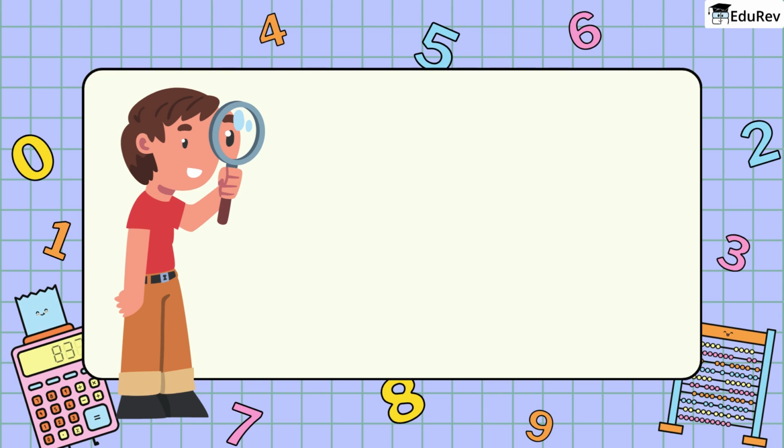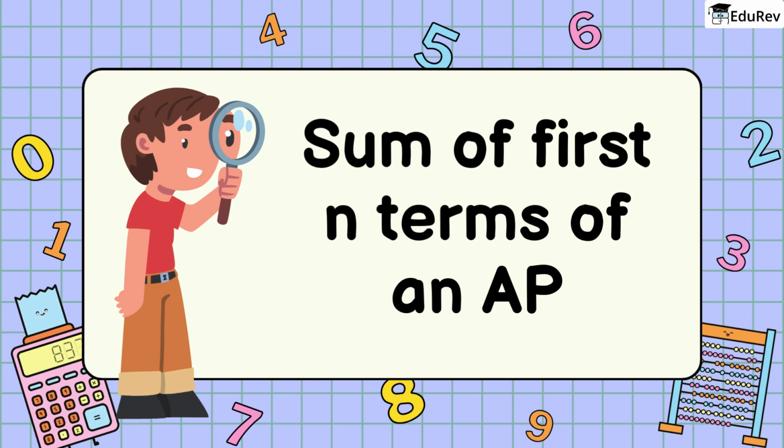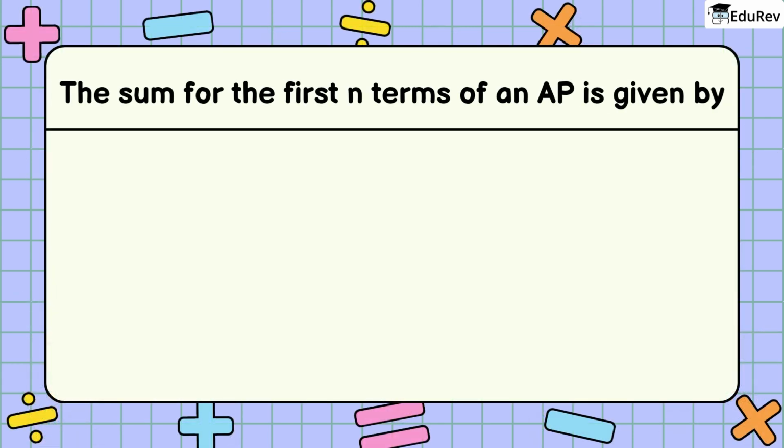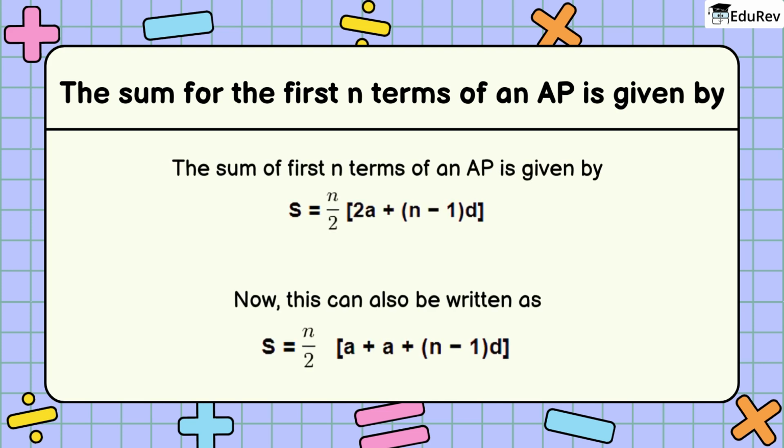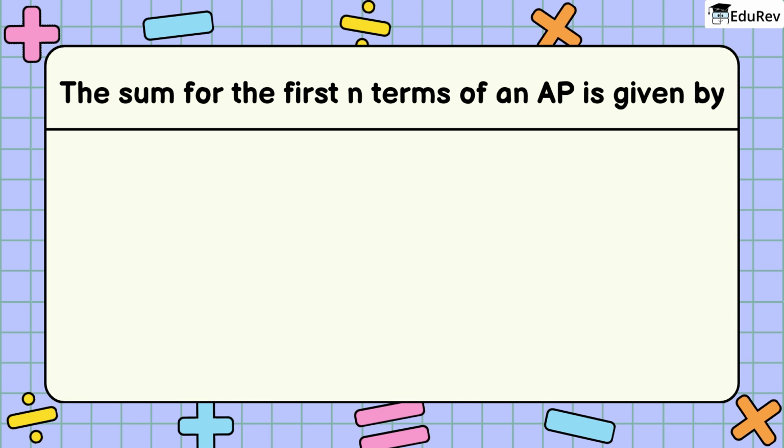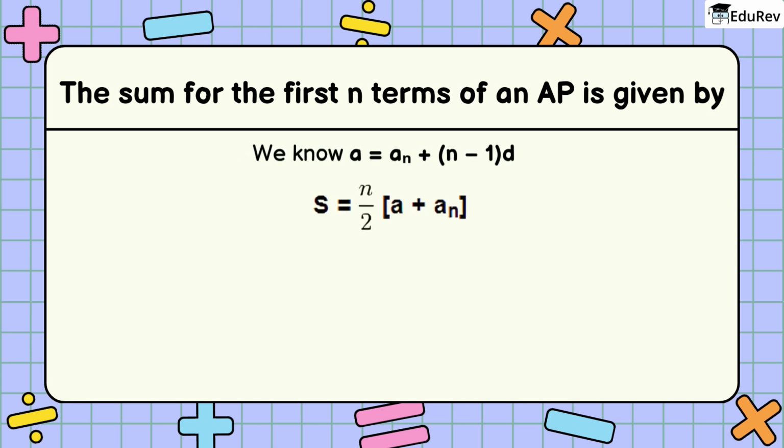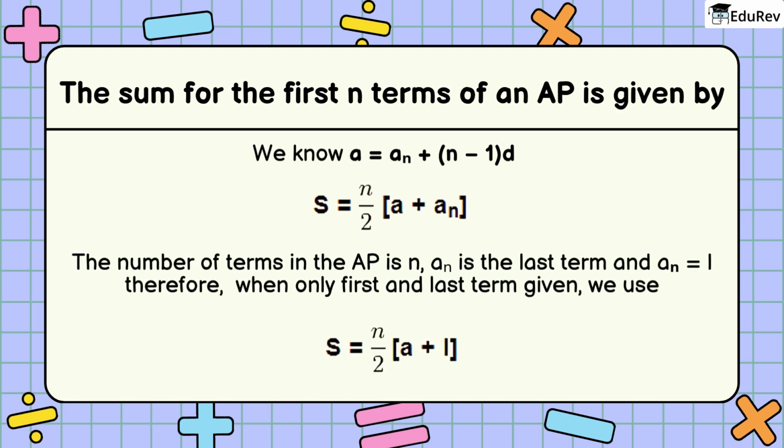Finally, let's discuss the sum of the first n terms of an AP. The sum for the first n terms of an AP is given by S is equal to n divided by 2 multiplied by (2a plus (n minus 1)d). Similarly, if we know the first and last term, we can also express this as S is equal to n divided by 2 multiplied by (a plus an), or S is equal to n divided by 2 multiplied by (a plus l), where l is the last term, or l is equal to an.